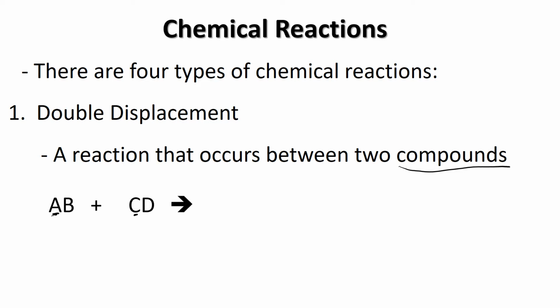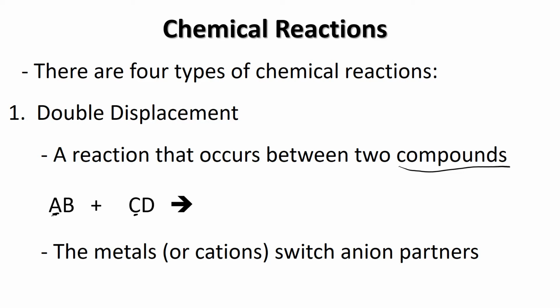Then what's going to actually occur here is the metals, or the cations, are going to switch anion partners. So A is going to take the place of C, and C is going to take the place of A. So our products are going to be CB and AD.